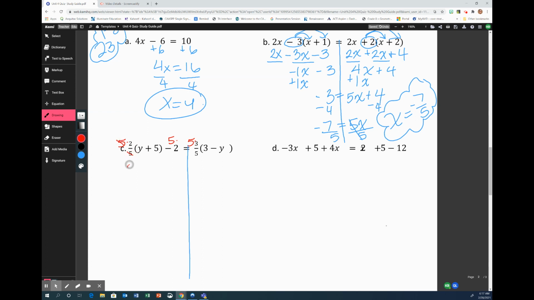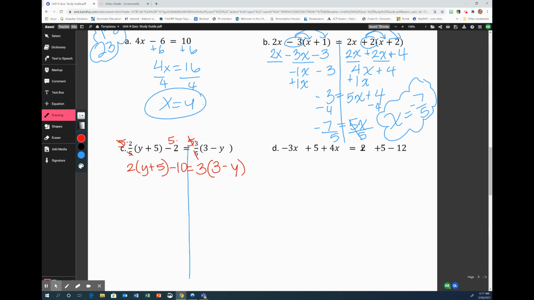This one cancels. I get 2 parentheses y plus 5. Why does it cancel? Because if I multiply and divide by the same thing, then it cancels. And when you have a fraction, the denominator is just being divided. 2/5 is just saying 2 divided by 5. It's the same thing. So if I multiply by 5, then I'm getting rid of the divided by 5. I have to do it to the 2. Okay, these cancel. I get 3 parentheses 3 minus y.